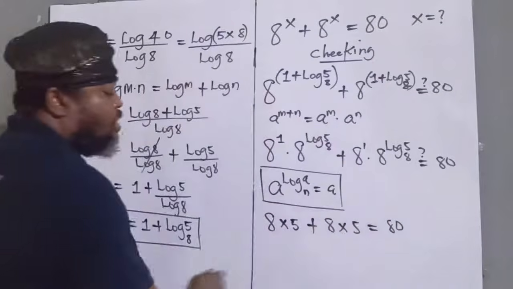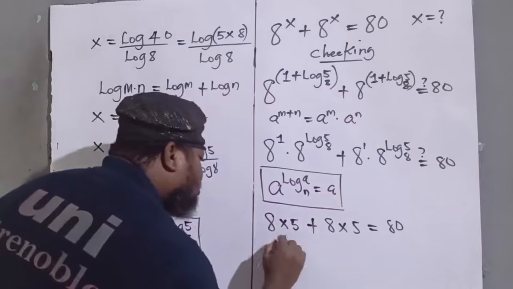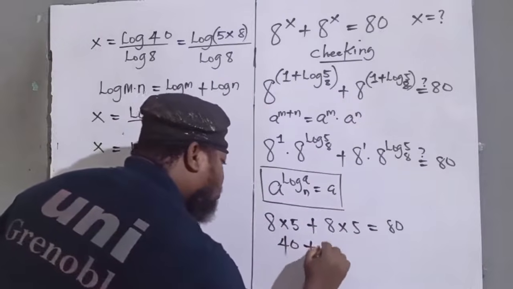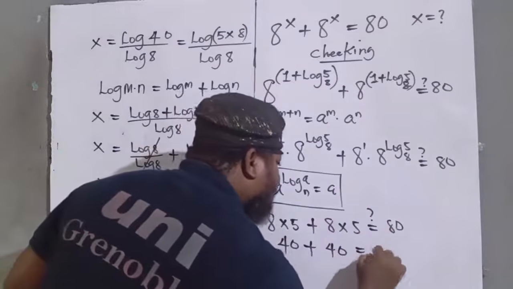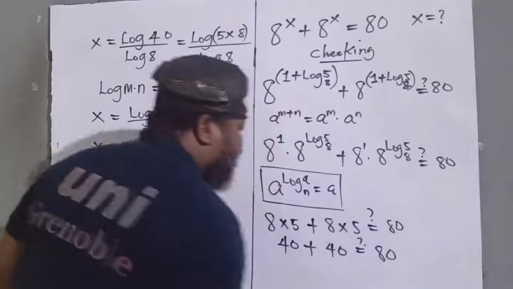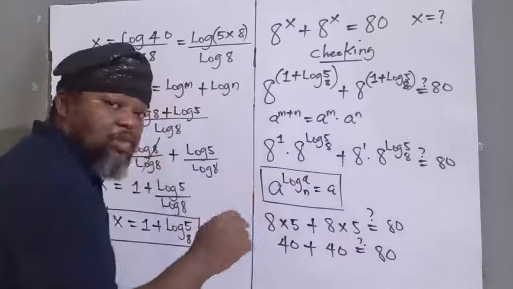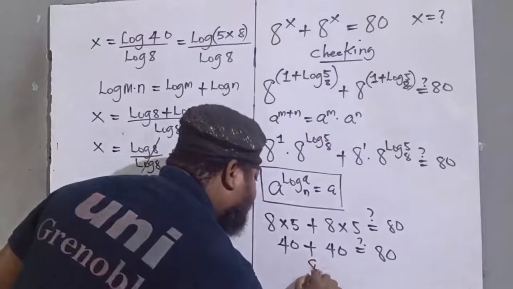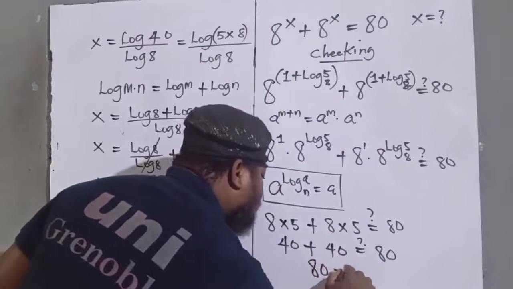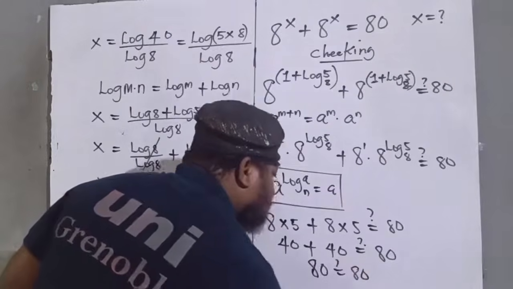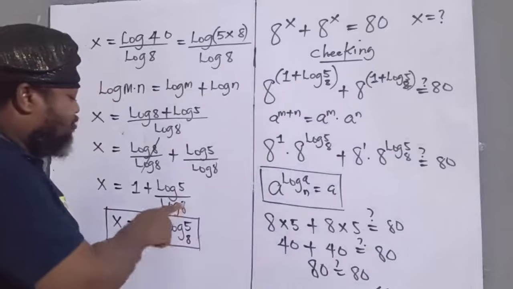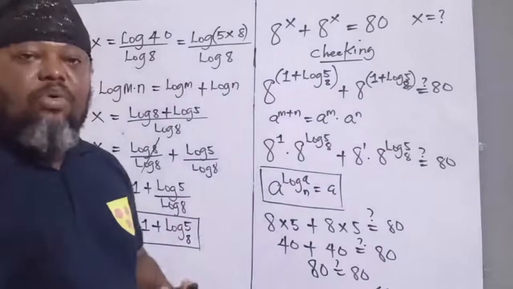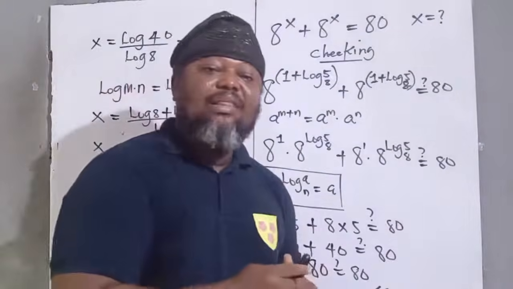We'll know very soon. So here we have 40 plus 40. You see that now? What do we get? 80. So the value of x is actually correct. So we have 80 is equal to 80. So the value of x equal to 1 plus log 5 to base 8 is actually correct.